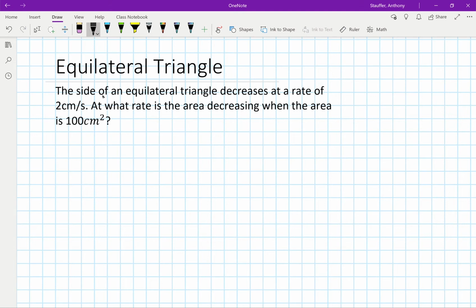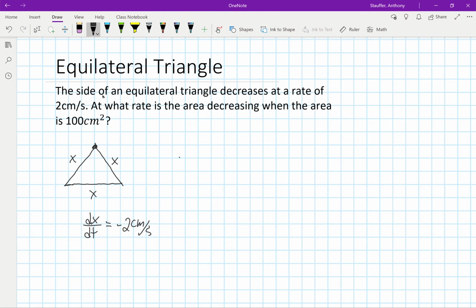Now, this question gets a bit funky because what we have is an equilateral triangle. So we're going to pretend that's equilateral. What does equilateral mean? Well, equilateral means that all of my sides are the exact same length. So first of all, one piece of information that we get from this is that dx over dt equals -2 centimeters per second, because the side is decreasing at a rate of 2 centimeters per second.